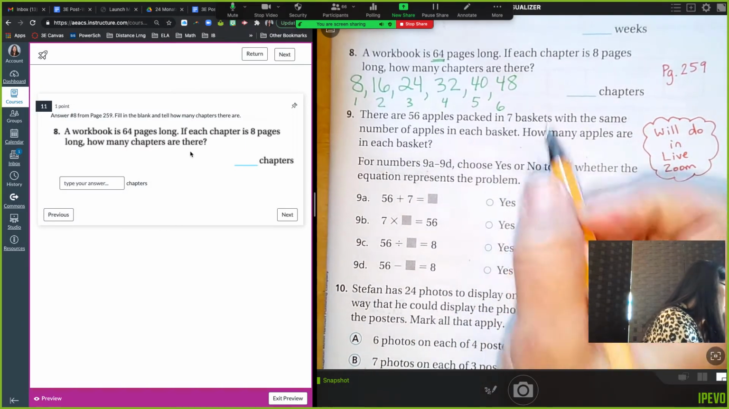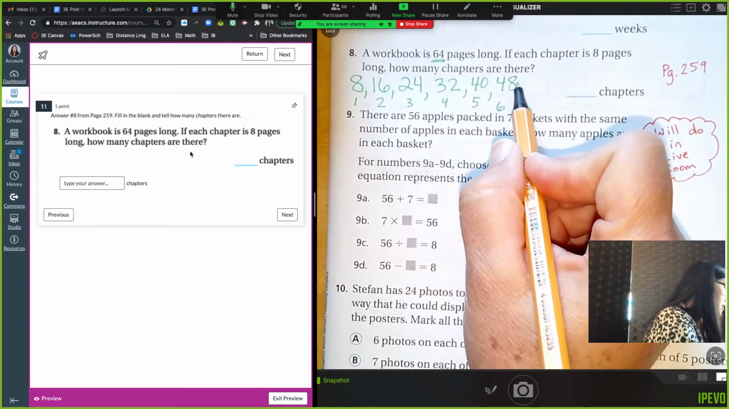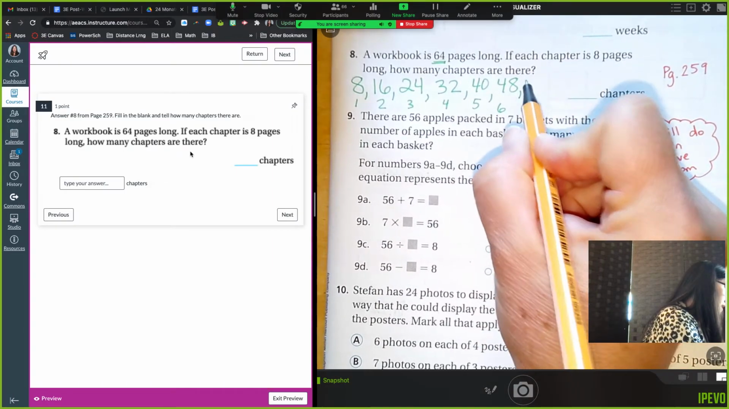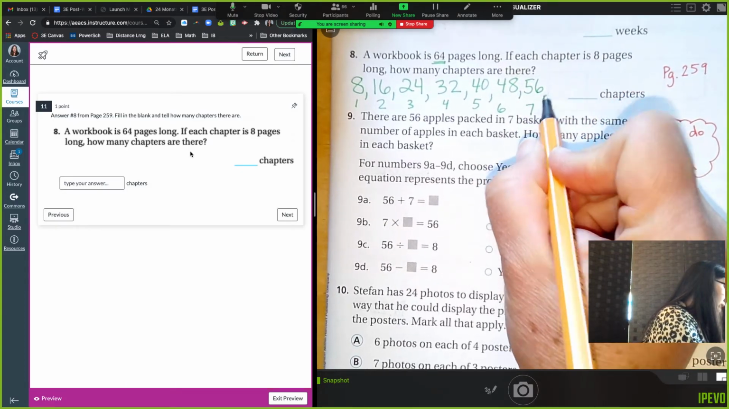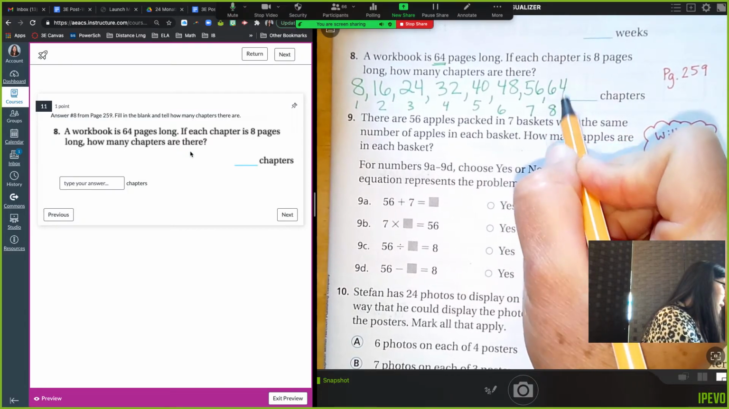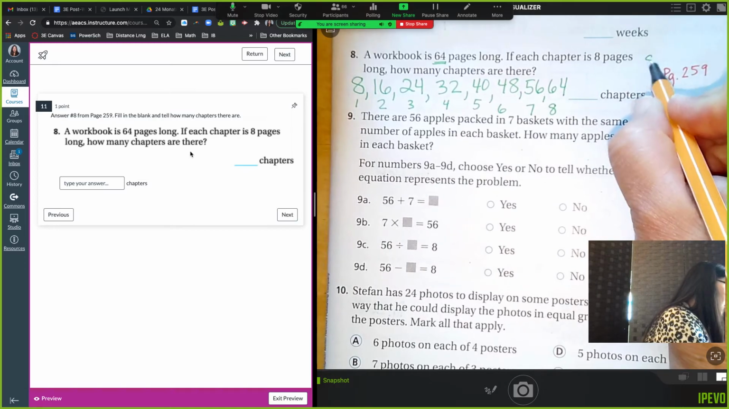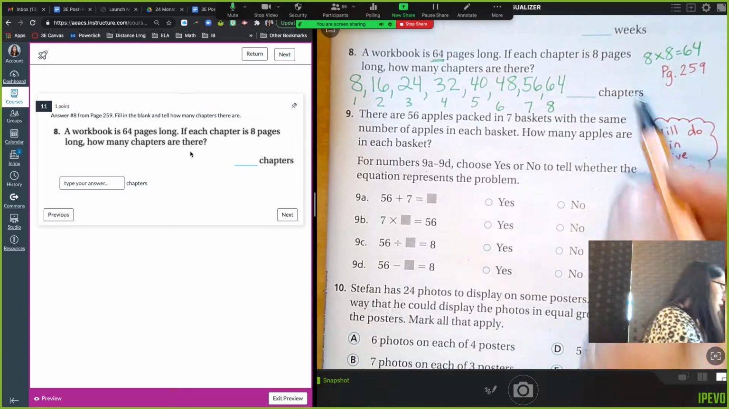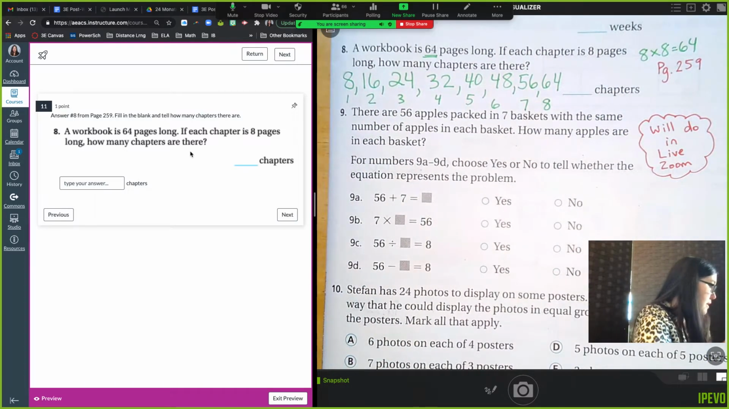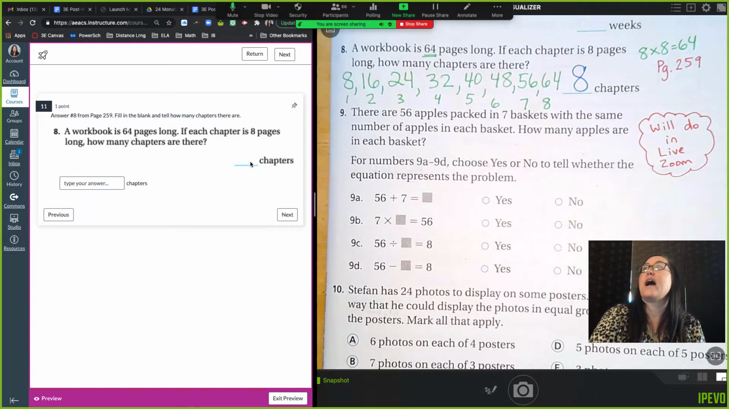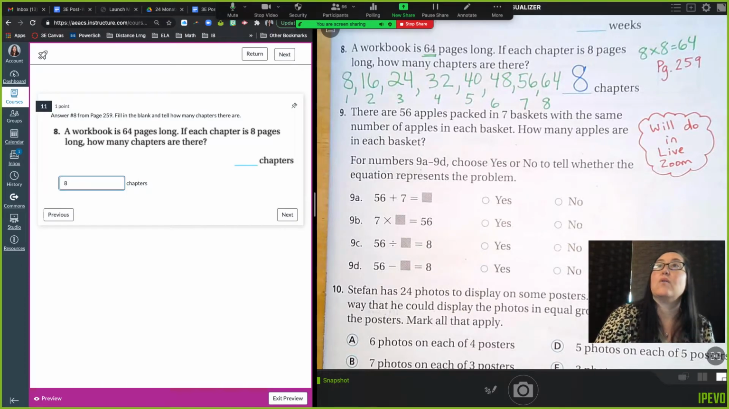The whole book is 64 pages long. If I add 8 more pages to the 48 pages to get my 7th chapter, that would be 56 pages. And if I add 8 more pages to get my 8th chapter, that would be 64. I might think to myself, oh, 8 times 8 equals 64. So there are actually, and I'll change the color so it stands out a little, 8 chapters. 64 divided by 8 is 8, or you might think 8 times 8 equals 64.